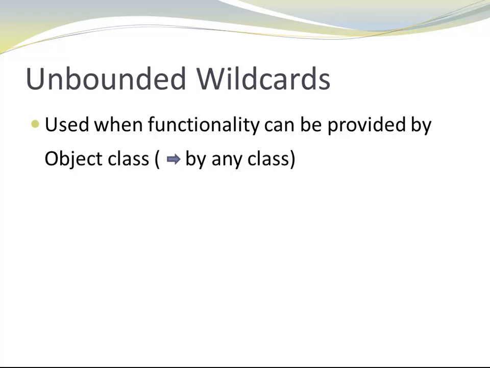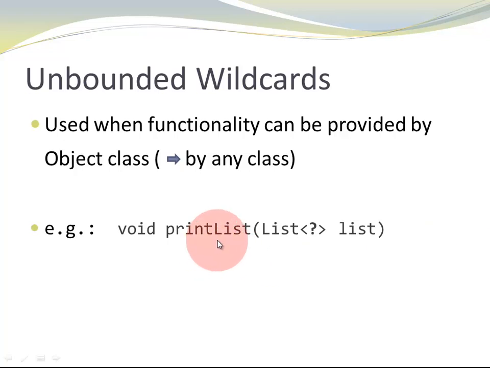Let's have a look at unbounded wildcards. They are used when the functionality can be provided by any class, even by class Object. We could have, for example, a method called printList and says, give me a list of an unknown type. Here you can think of the wildcard as anything. All I need is a list. I will print it, whatever reference type this might be.